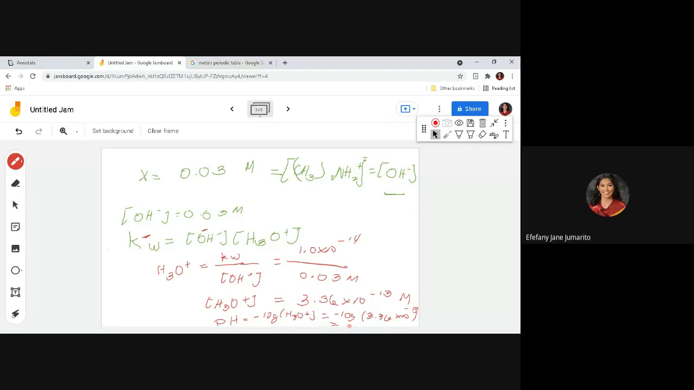So that is 12.48. Now, is it reasonable? Is our answer reasonable?